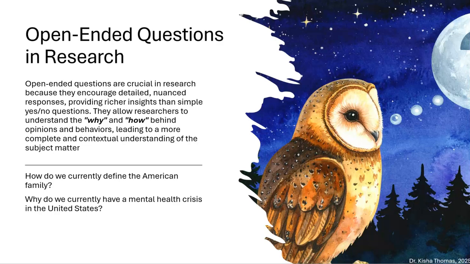Next, an example question would be, why do we currently have a mental health crisis in the United States? And in this example, the first thing I would tell the researcher to do is to define mental health. And when you define mental health, you will find different caveats from this, such as, is anxiety listed under mental health? Is depression listed under mental health, and so on and so forth.